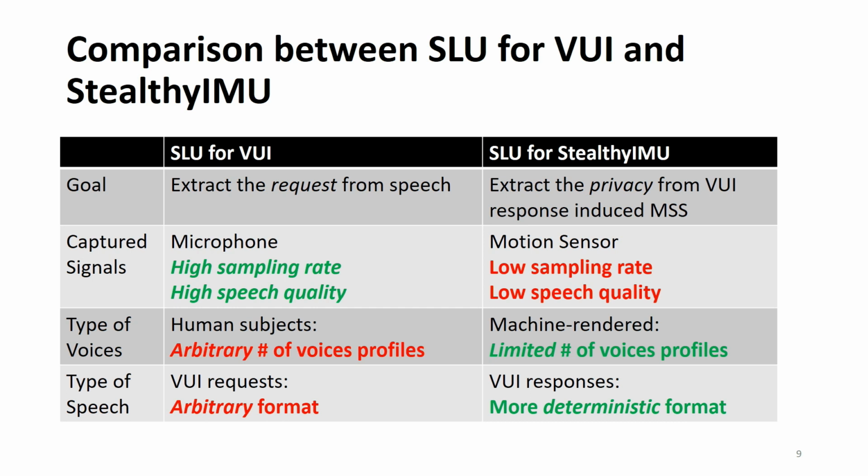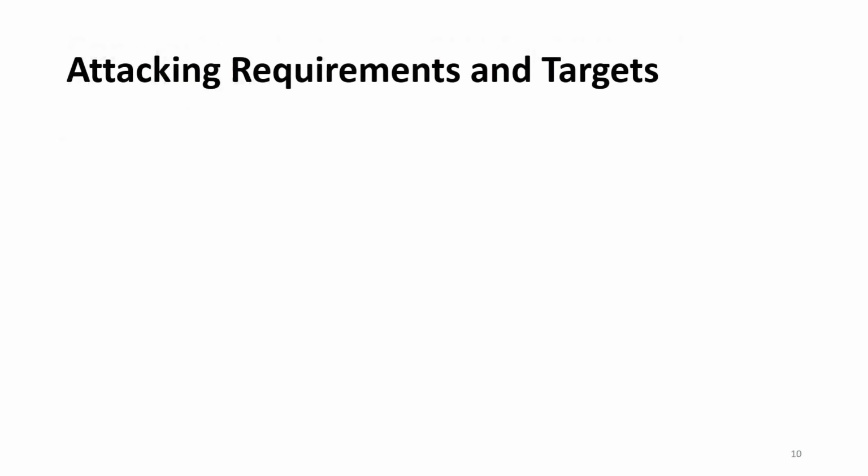One is that all of the replies are machine-rendered sound, which means they have very limited voice profiles. For example, Google Assistant only has 10 different profiles. Also, the voice user interface responses have a very deterministic format compared to natural language. That gives us the possibility of extracting private information from the voice user interface response.